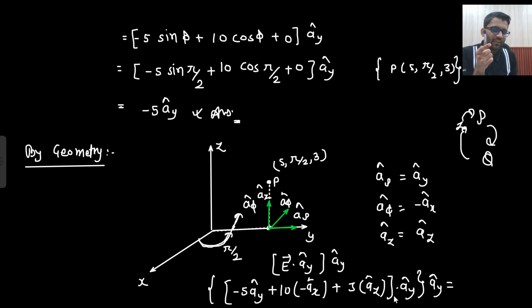So AY dot AY will give me 1. So minus 5. AX dot AY will give me 0 and AZ dot AY will give me 0. So minus 5 and then this direction, that is AY cap. So this is the answer. Minus 5 AY cap. So by geometry very easily I am able to solve. In the examination I will just, without even drawing this diagram, get to know where is my arrow, where is my A phi and where is my AZ. Say yes or no. And then directly I can solve.